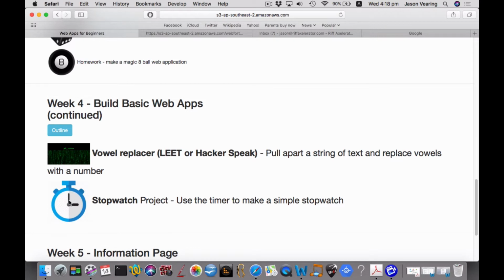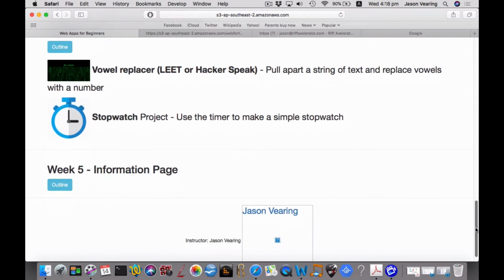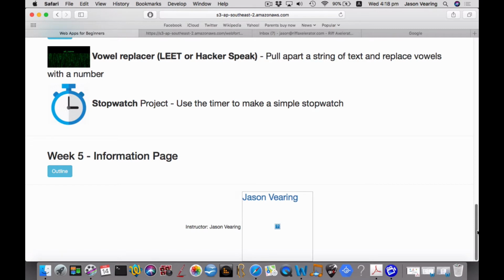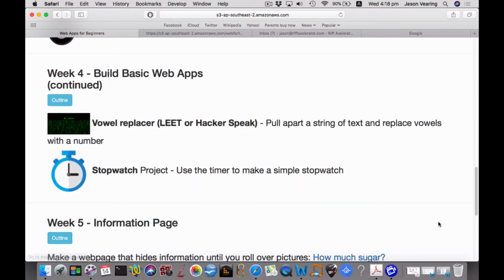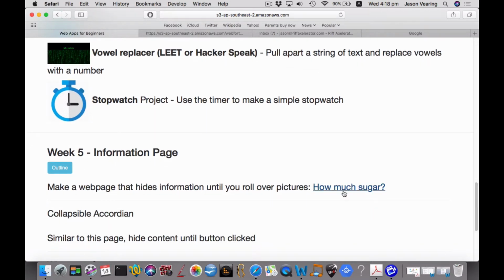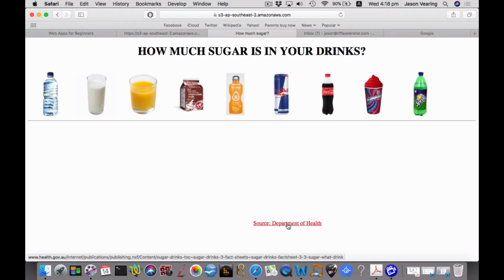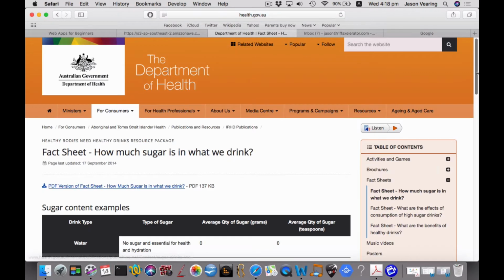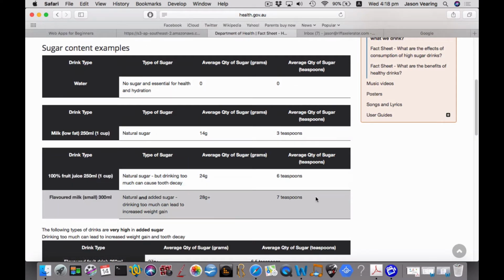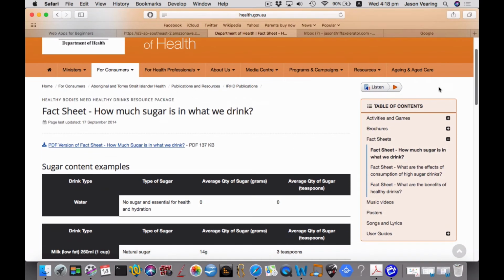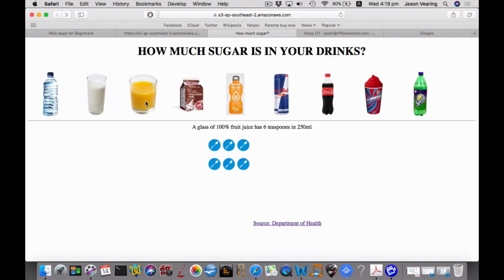Okay, and the stopwatch project. And in the last week, I wanted to make an information web page, and this came about from the idea of solving a problem. So here's a government information sheet that's very dry. It tells how much sugar is in fruit juice. And so I thought, well, how about we make that a bit more interactive?